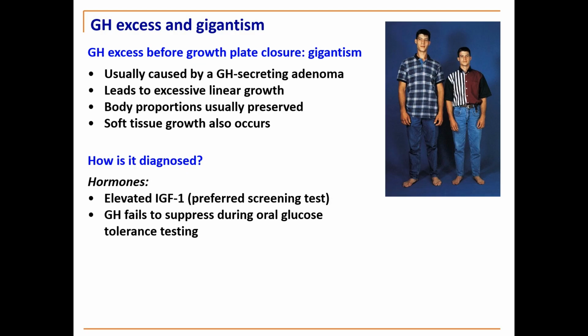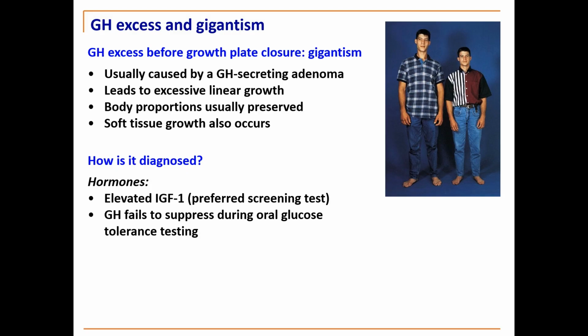So I want you to think about hormones first. The preferred screening test is actually looking at IGF-1 levels, and an elevated IGF-1 is an indication that someone might have gigantism. And then you would do a suppression test, and a suppression test is used when you have too much of something and you go, right, I want to try and suppress it. I want to try and reduce it. Is it reducing as it is meant to if the endocrine negative feedback loops are working correctly?